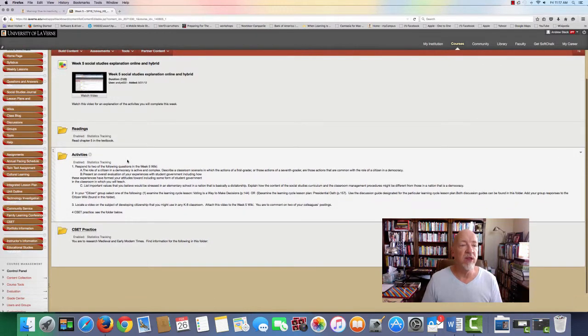Your first activity: you're going to respond to 2 of the following A, B, C. So you don't have to do all 3. If you do all 3, you get extra credit. A is the role of a citizen in a democracy is active and complex. Describe a classroom scenario in which the actions of a first grader or a 7th grader are common with the role of a citizen in a democracy.